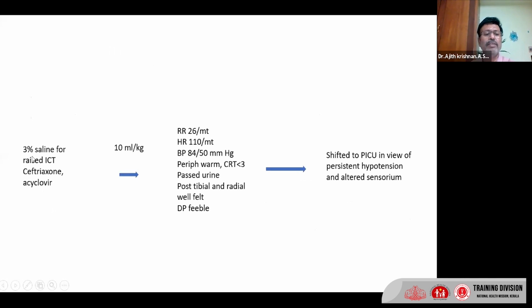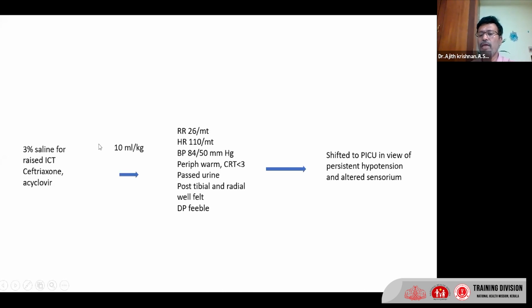And we have given 3% saline, because the child is still having altered sensorium, and we thought of a primary encephalopathy. That is a problem of the CNS, which you can get due to MIS-C and also encephalitis. So we have given 3% saline for the raised ICT, and started ceftriaxone and acyclovir. The important thing is that you have to treat not only the shock, you have to see what is the cause of shock also and treat it. You have to treat other things. If breathing problem is there, you have to treat the breathing problem.